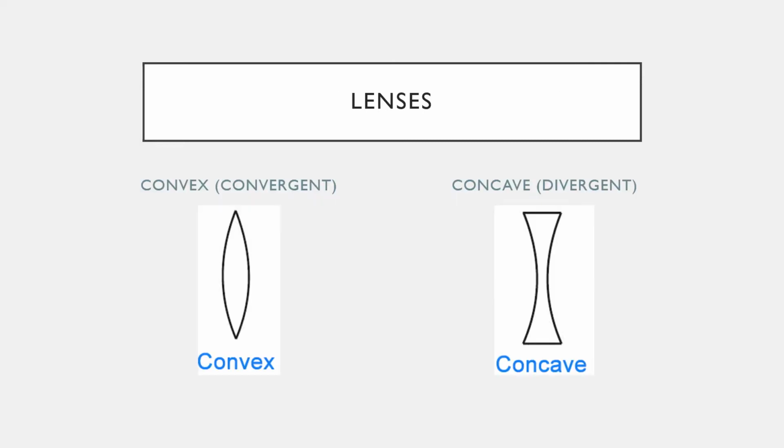Generally speaking, there are two types of lenses. We have convex or convergent lenses, and we have concave or divergent lenses. One easy way to remember this is that a concave lens almost forms a cave in the center. The edges or ends are thicker than the center, and it forms a cave. So concave goes in at the middle, and convex is the opposite of that.